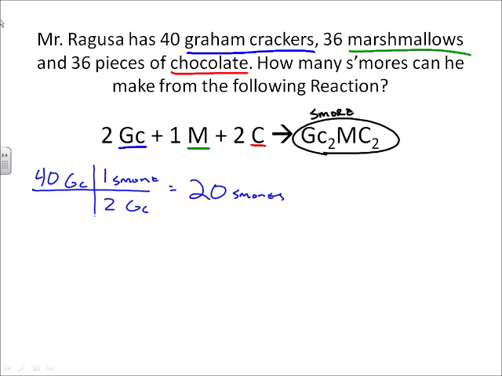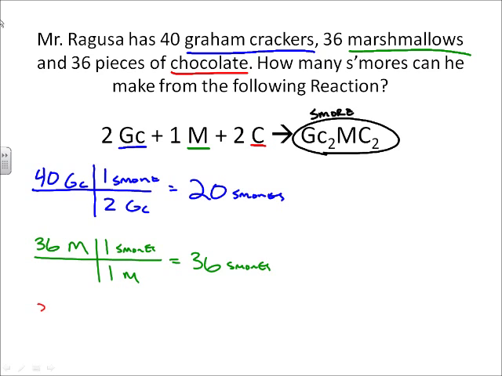Well, that's not necessarily my answer. Maybe I can make more than 20 s'mores or less than 20 s'mores with one of my other ingredients. So let's look at my other ingredients. If I have 36 marshmallows, I only need 1 marshmallow for every 1 s'more that I make, so that's equal to 36 s'mores. If we look at our chocolate pieces, I have 36 pieces of chocolate. Every 2 pieces of chocolate are going to give me 1 s'more, so that gives me 18 s'mores.